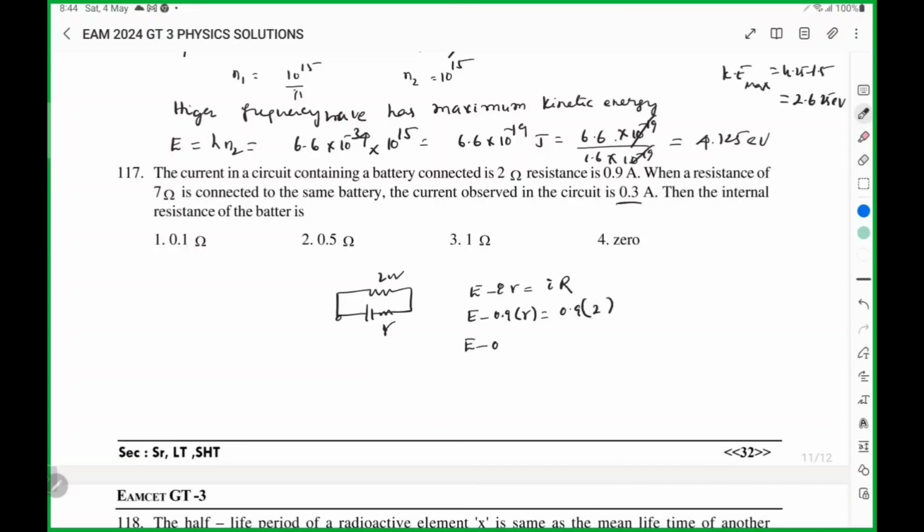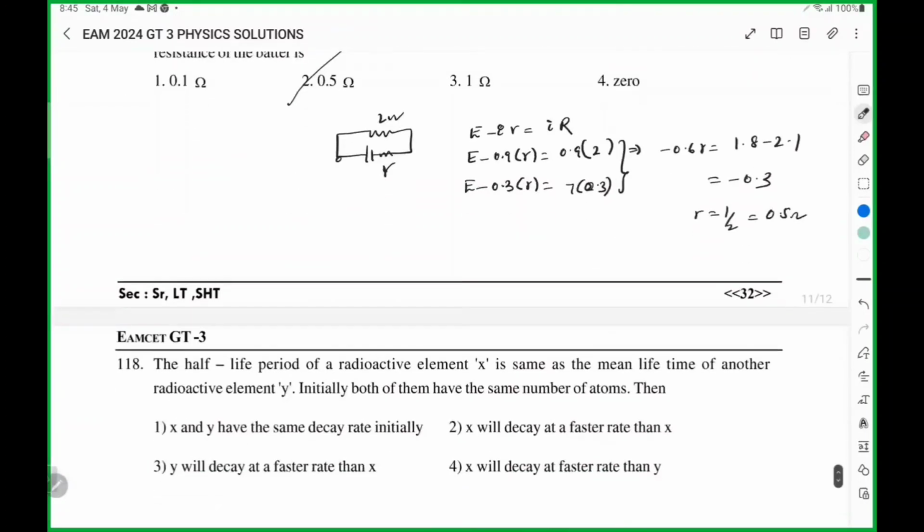Similarly, 0.3 ampere current flows when the external resistance is 7 ohms. Subtracting one from the other, minus 0.6 r is 1.8 minus 2.1. r here is half. The internal resistance is 0.5.